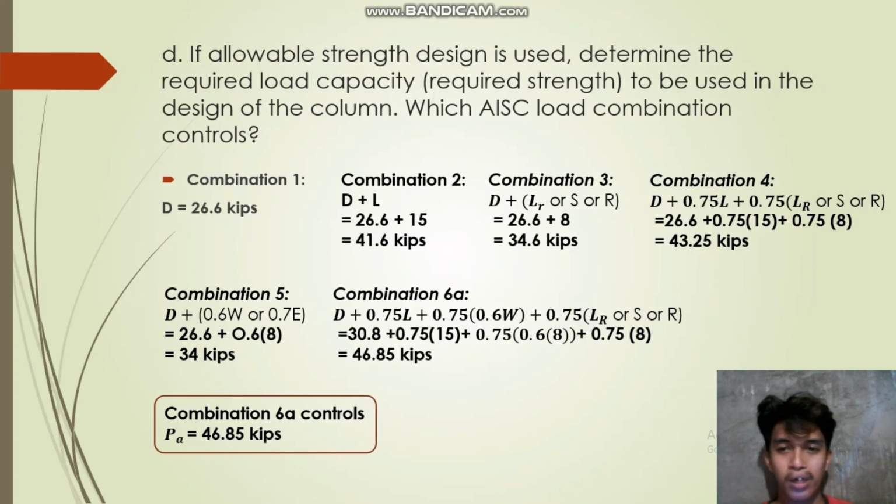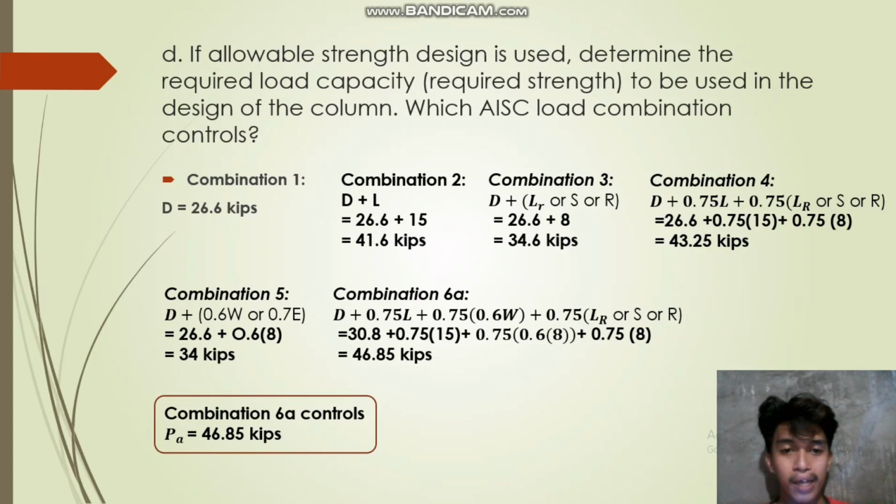Combination number 4. D, or dead load, plus 0.75 live load plus 0.75 roof load or snow load or rain load is equal to 26.6 plus 0.75 times 15 plus 0.75 times 8, since snow load is the highest, and it is equal to 43.25 kips. And combination number 5, dead load plus 0.6 wind load or 0.7 E is equal to 26.6 plus 0.6 times 8 equals 34 kips.